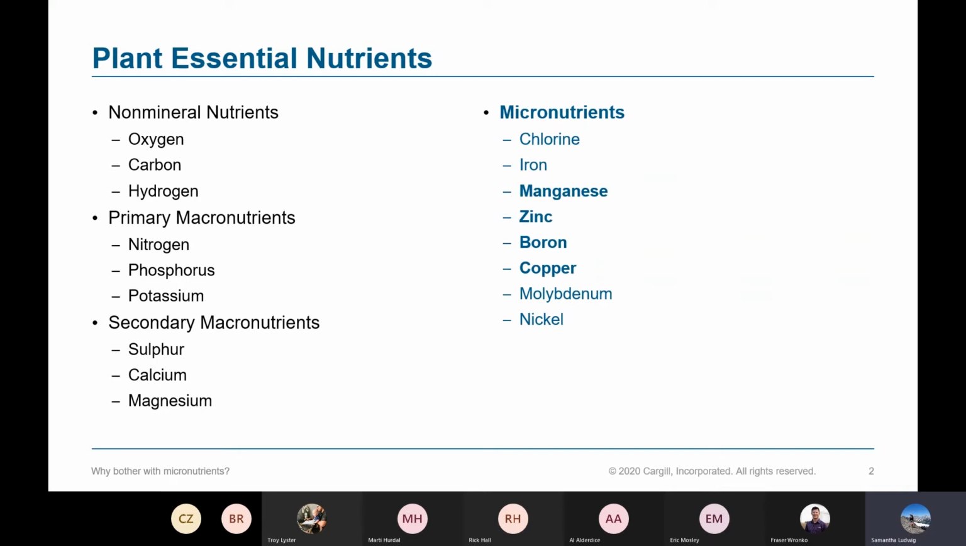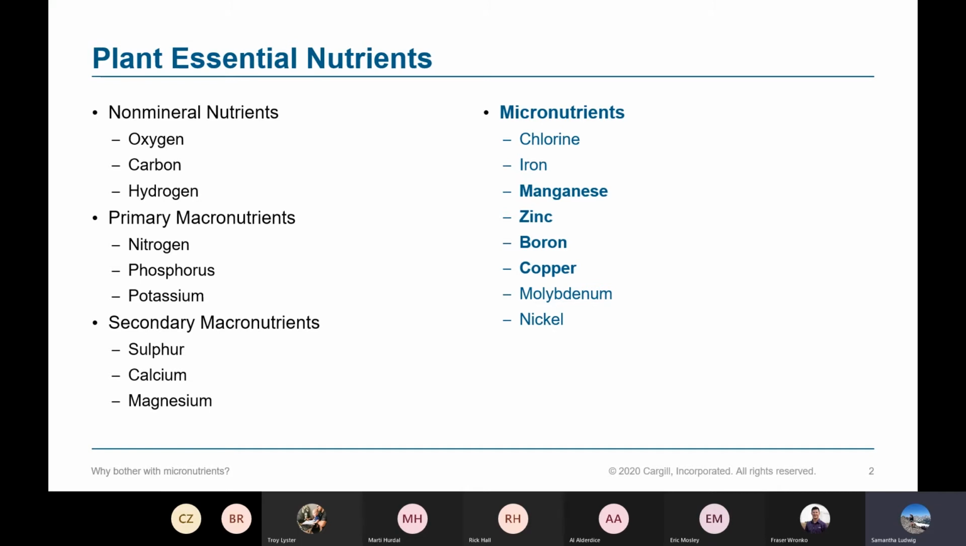So the primary nutrients found in plants are non-mineral materials. So that's your oxygen, carbon, and hydrogen. And typically they take up about 96% of a plant. Next is your primary macronutrients that we're all very familiar with, NPK. And those are just over 2% roughly of what is in a plant.